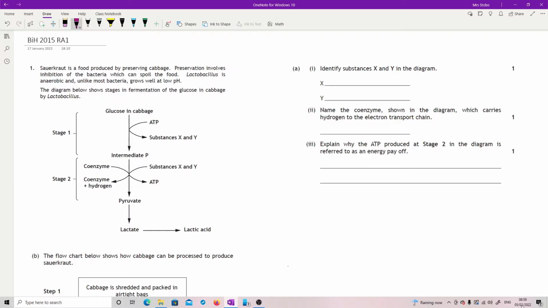Identify substances X and Y. It was kind of obvious as soon as you were looking at this. This is ATP, so this must be ADP and Pi. Now you have to give the i, or you have to say phosphate. You put in inorganic in front, or you say Pi. You can't say P on its own. And you need both of those to get the mark.